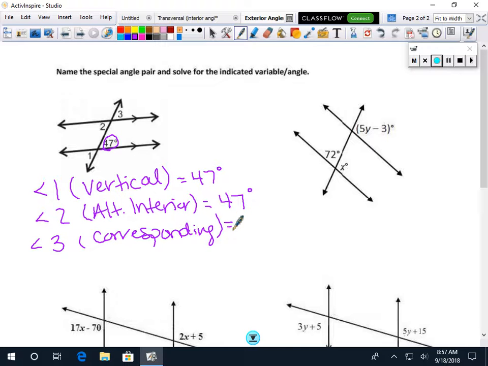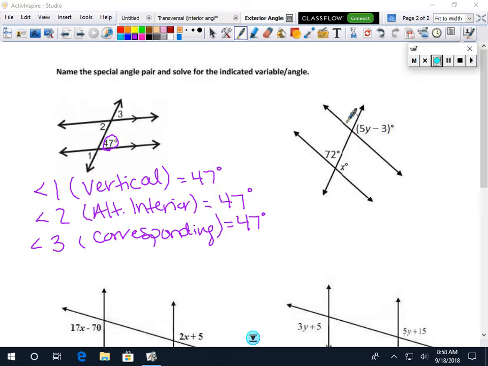And I know that corresponding angles are congruent, so it would be 47 as well. There are multiple correct ways you could have worked this out. Say 47 and 1 are vertical, but then I could have said angle 1 and 2 are corresponding. I could have said angle 2 and 3 are vertical. Either way, all of these would be the same measurement.